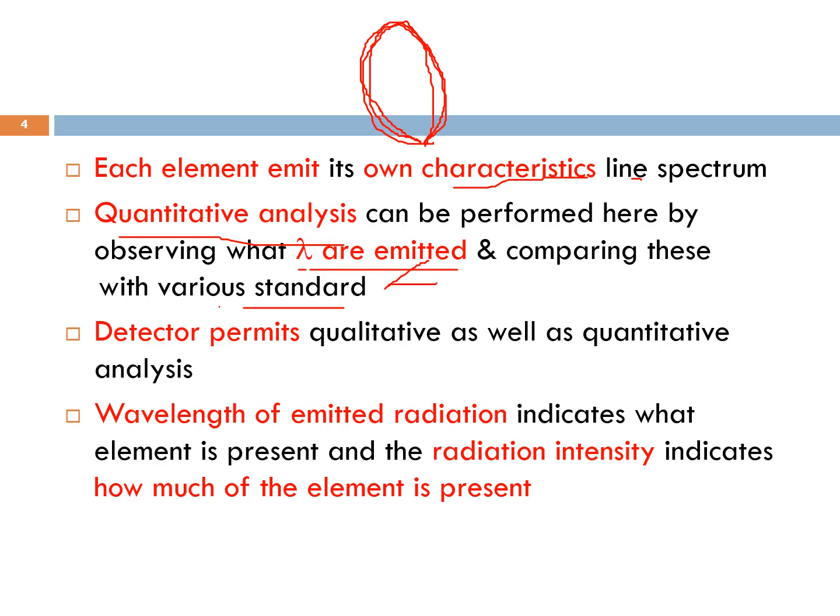So dalam AES ni juga kita boleh qualitative and quantitative. Qualitative ni nak tahu what element is present in our sample and also what is the concentration of the metal of interest. The wavelength of emitted radiation indicates what element is present, qualitative, and radiation intensity indicates how much of the element is present, ni quantitative. Maksudnya the higher the intensity of the emitted radiation, the higher the concentration lah.